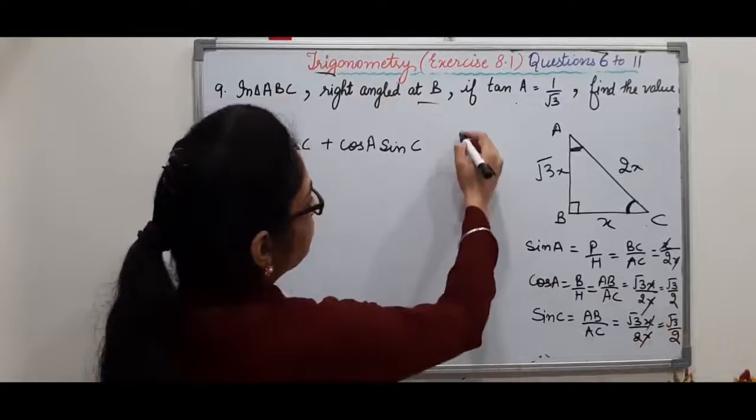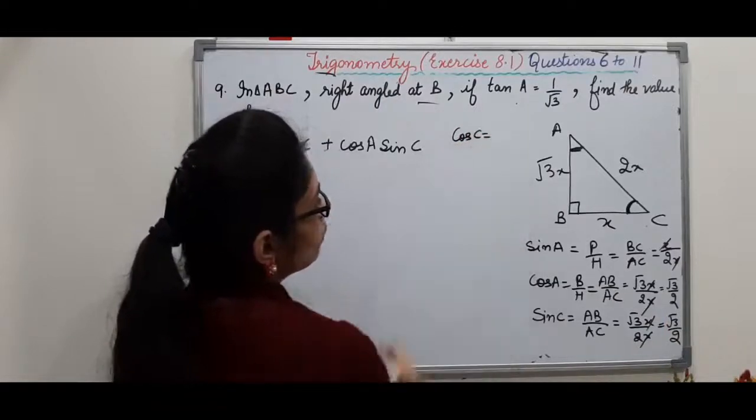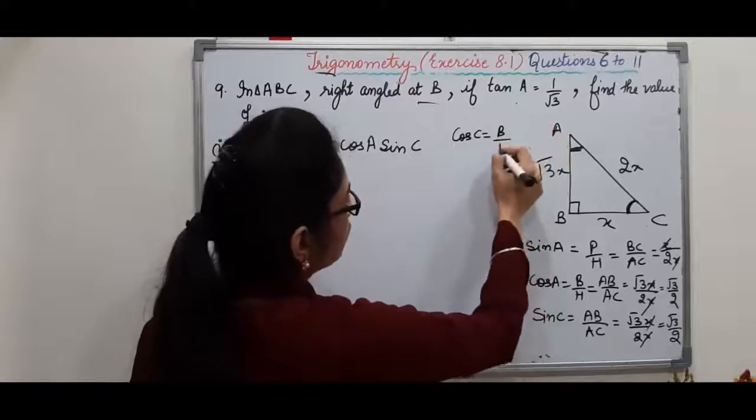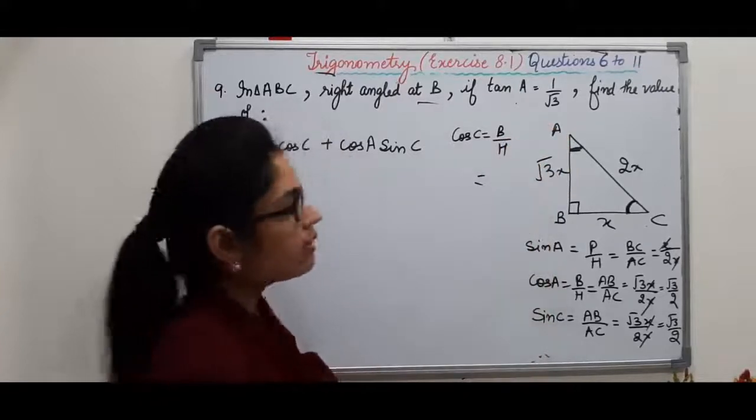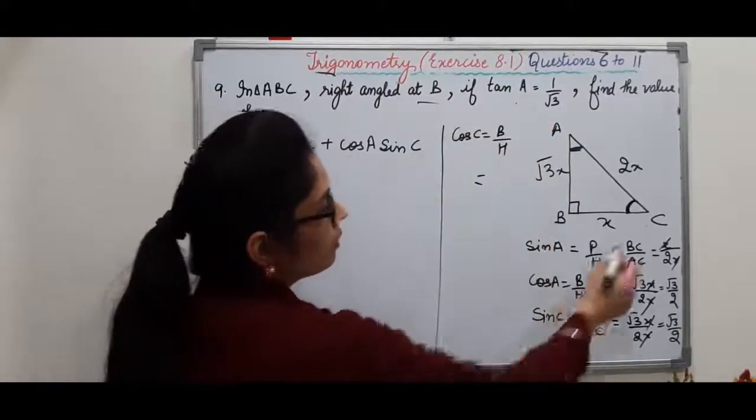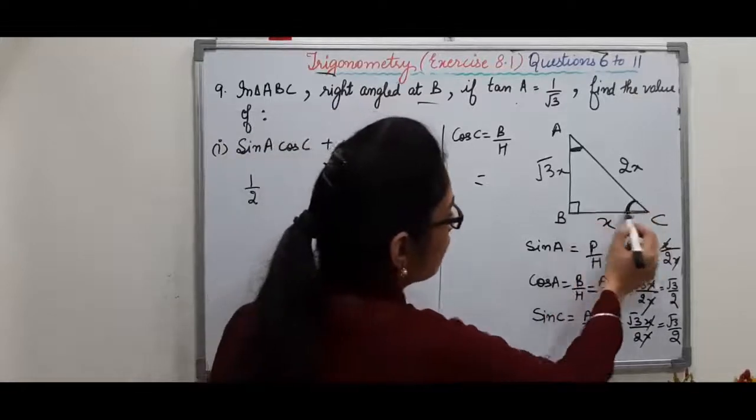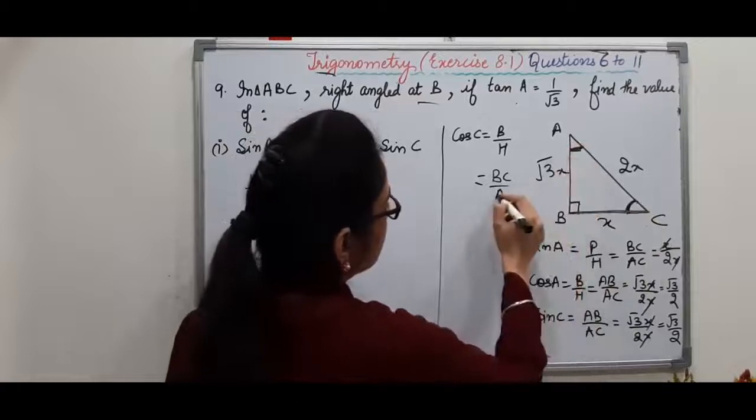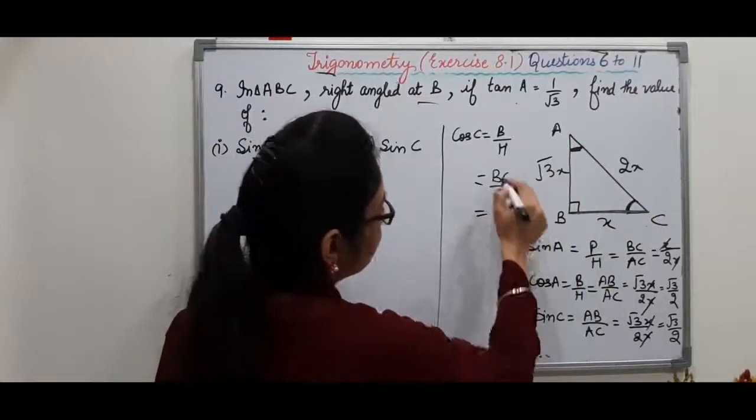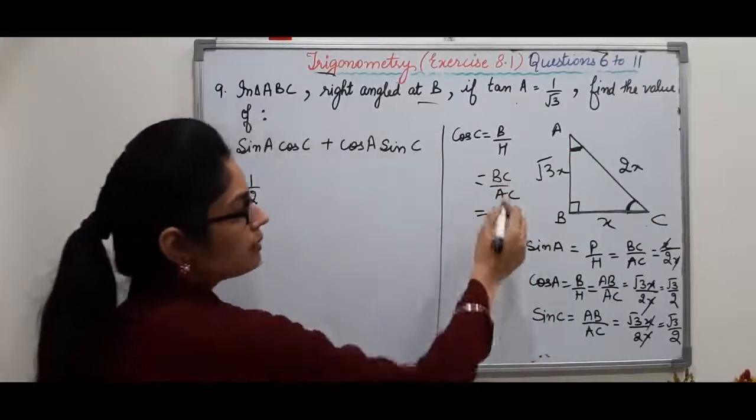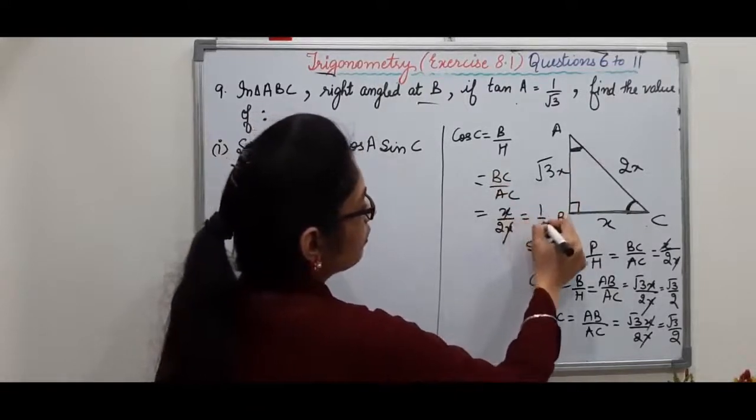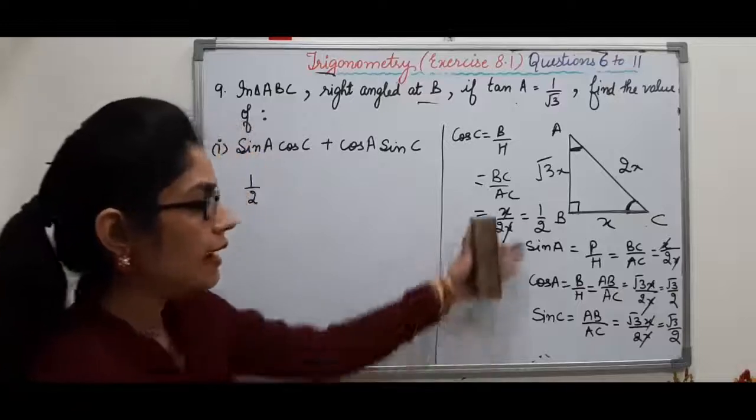Now cos C. So cos, we know, is base upon hypotenuse. So with respect to C, we have to find. This is angle C, the adjacent side is BC, which means BC is the base now and the hypotenuse is AC. So we will substitute the values, BC is x and AC is 2x. This x and x will get cancelled, so we will get the value of cos C as 1 by 2.